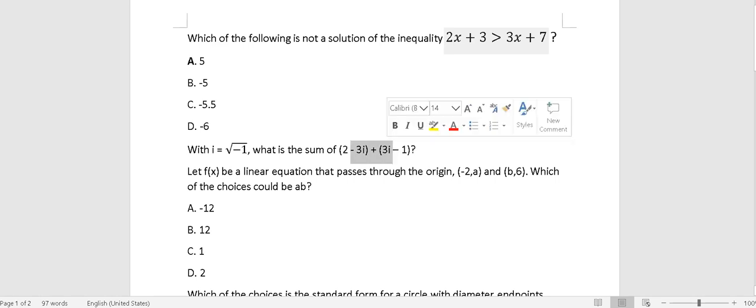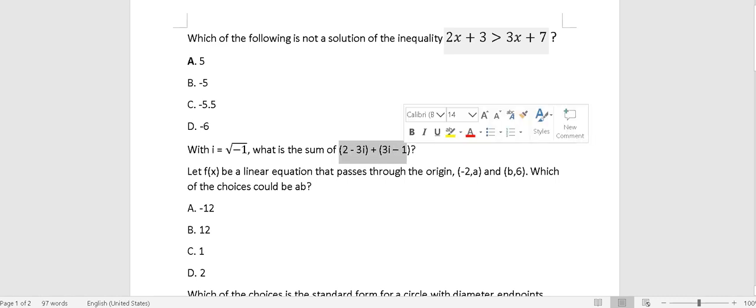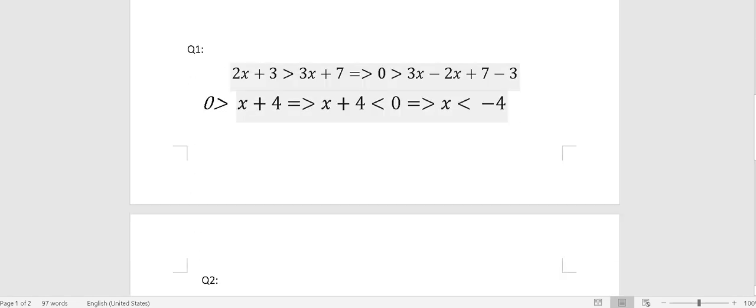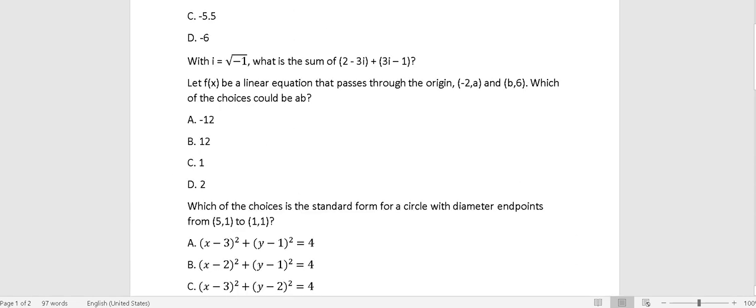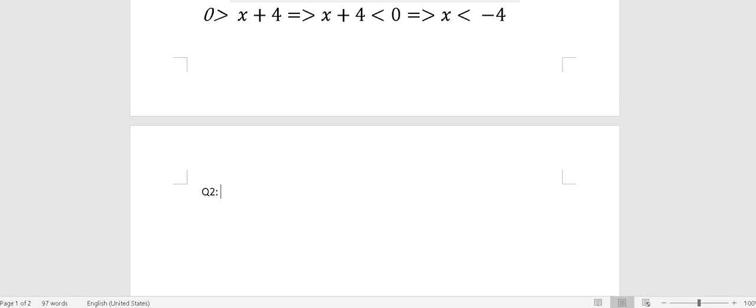You add the i's, you add the numbers. So this is basically just first grade math, actually. So I will now do that. First grade math. Pretty easy for you guys. What is the equation here?